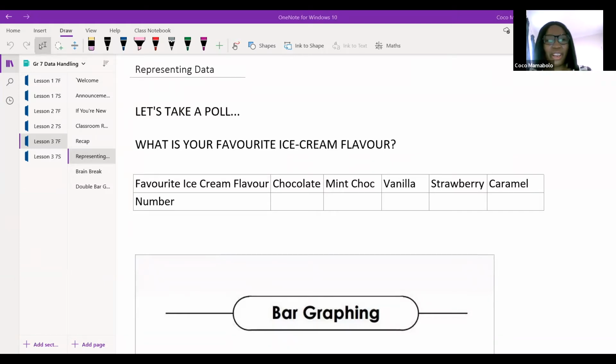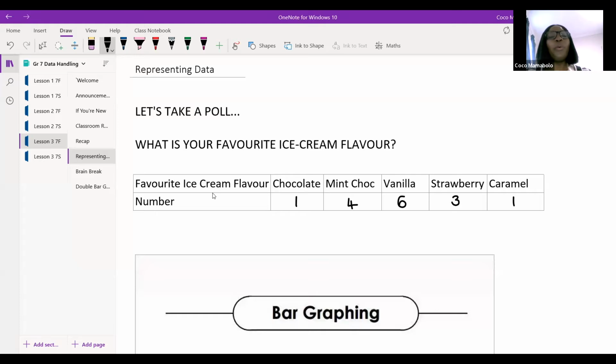Okay, we're going to end it there, guys. I'm ending the poll, and we're going to take down the results that you guys have given us. All right, so for favorite ice cream flavor, we have 1 person who likes chocolate. We have 4 people who like mint choc. I don't believe it. Vanilla has 6 people. I also don't believe it. Strawberry has 3 people, and caramel has 1 person.